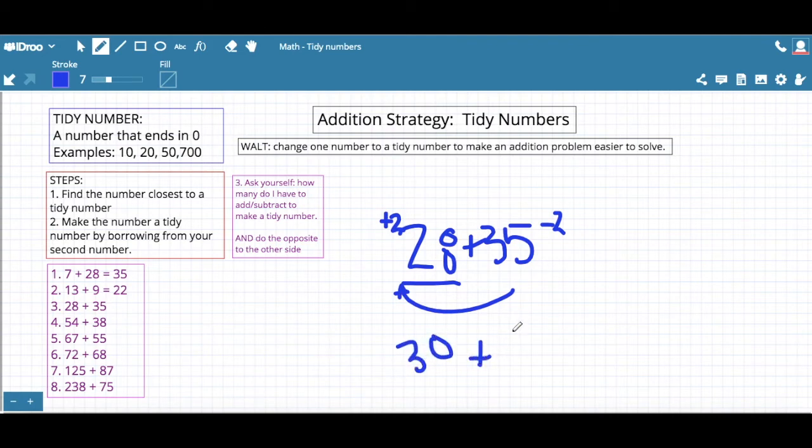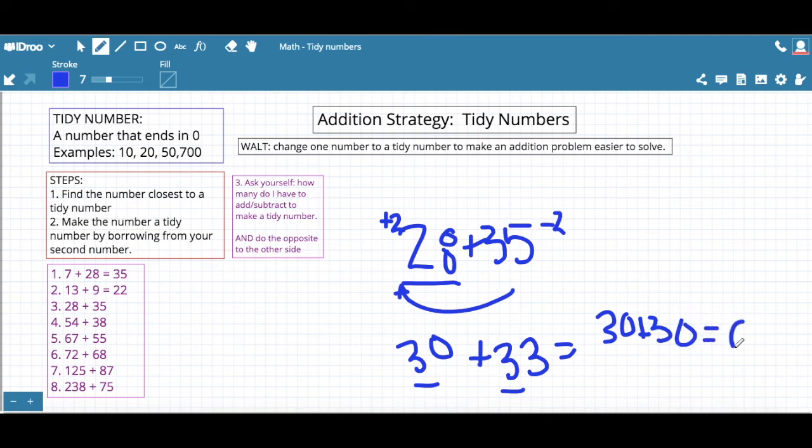And 35, take away 2, gives us 33. Now I add my 10s and my 1s. 30 plus 30 gives us 60. Then I have to add my 1s, which is just 3 because I've got a 0 here, plus 3 equals 63.